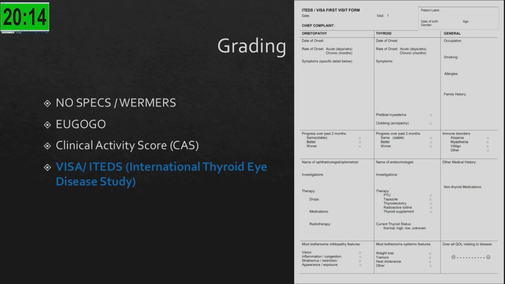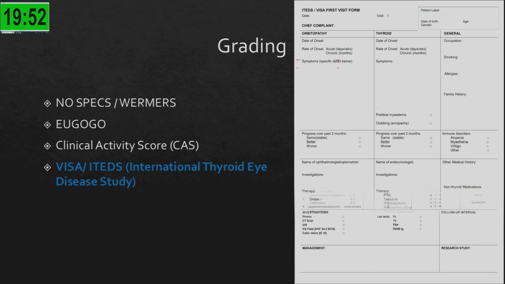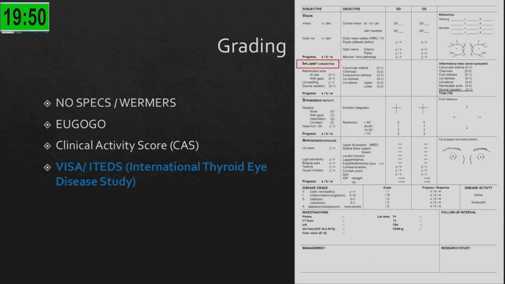Then came the VISA classification by the International Thyroid Eye Disease Study. So this documents the 4 parameters based on vision, inflammation, strabismus, and appearance. And this records both subjective as well as the objective measurements and helps grade the activity as well as the severity, and also documents the progression of the disease.